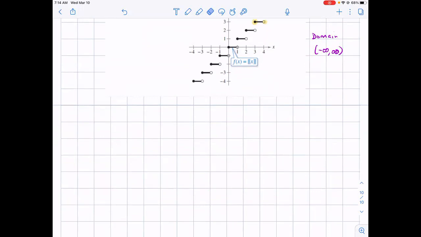Last thing we want to talk about today is how do we graph what is called piecewise functions, okay? So we also want to look at piecewise functions.